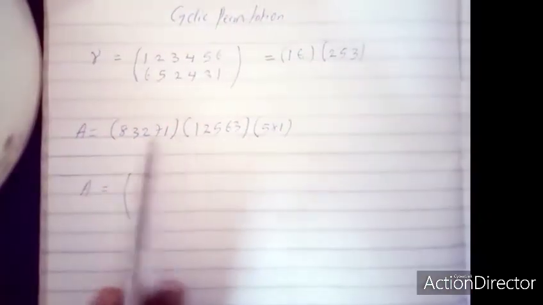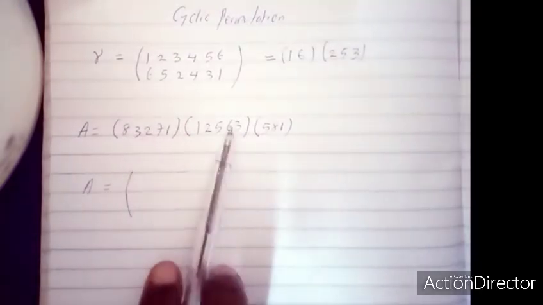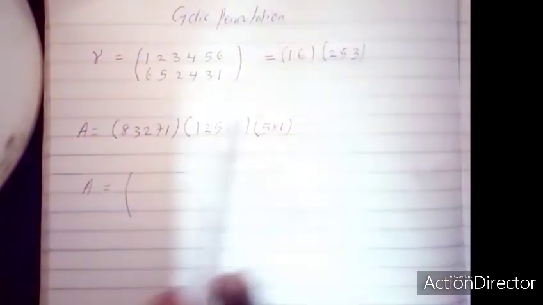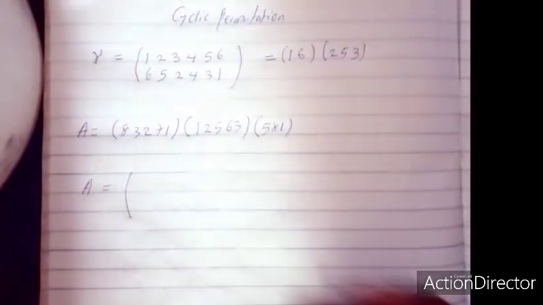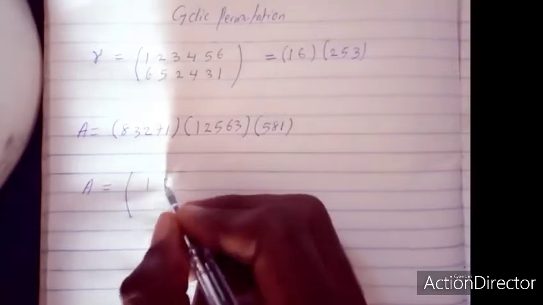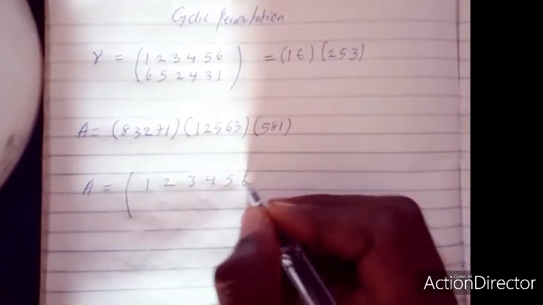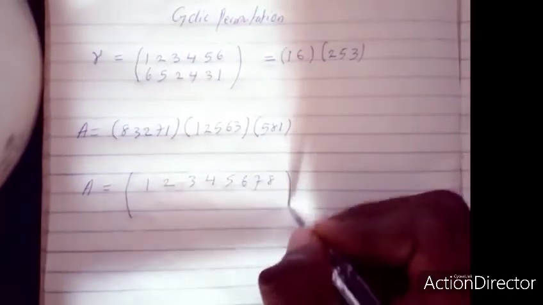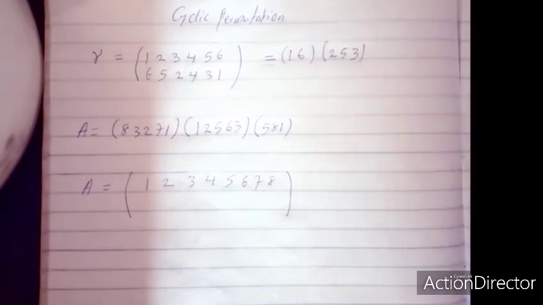Now before you start, check the highest number in your permutation. The highest number here is 8, but if you are told the degree, you will see it there. The degree will be 8 because the highest number here is 8. So I will write 1 2 3 4 5 6 7 8. So now I'm in S8. So now let's write out the answer for set A.